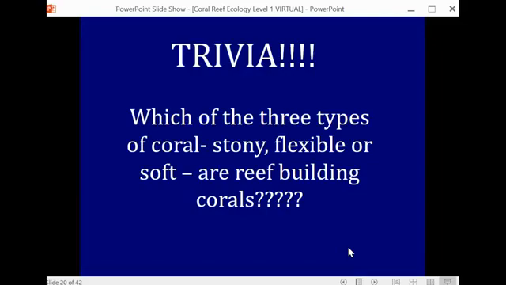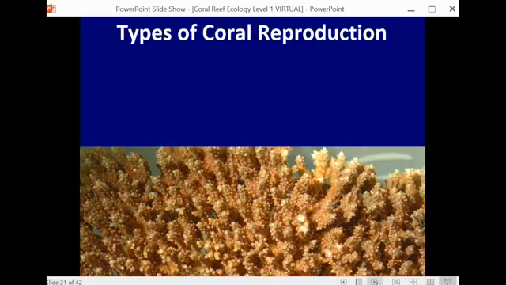Good, you guys. Good. Our stony corals. The stony corals are the reef-building corals. Those are the ones secreting that limestone skeleton. And that limestone, that is the reef. Okay, moving on to coral reproduction. This is probably my favorite of coral ecology.